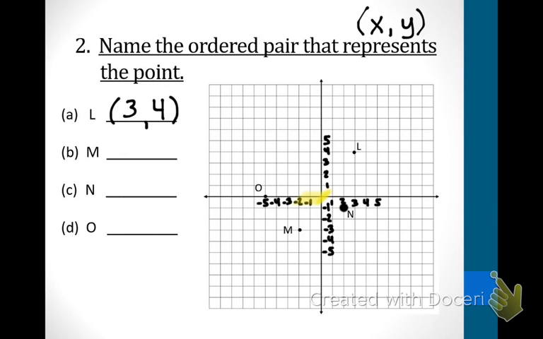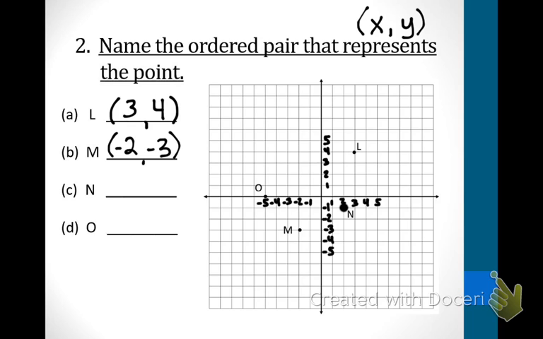Then, if I'm going up or down, which way do I go? Down 3. If I'm going down 3, what's my answer going to be? -3. Okay, so my ordered pair is going to be -2 and -3. If you did not get that, erase it. Who's got a question for me? Something that doesn't make sense.